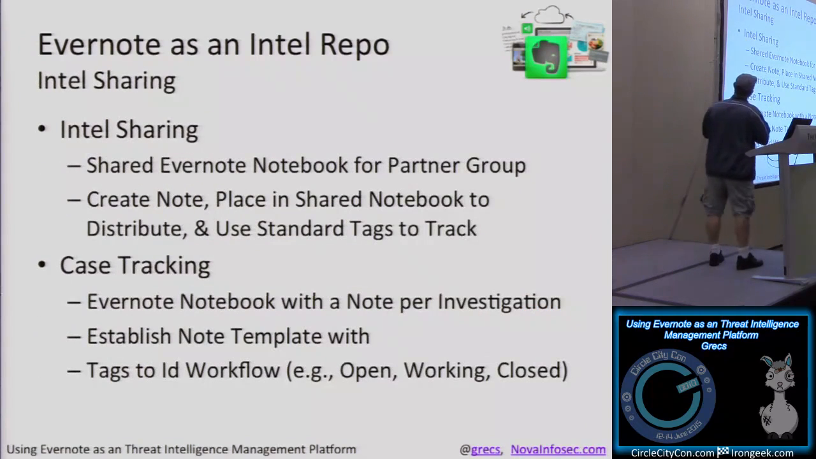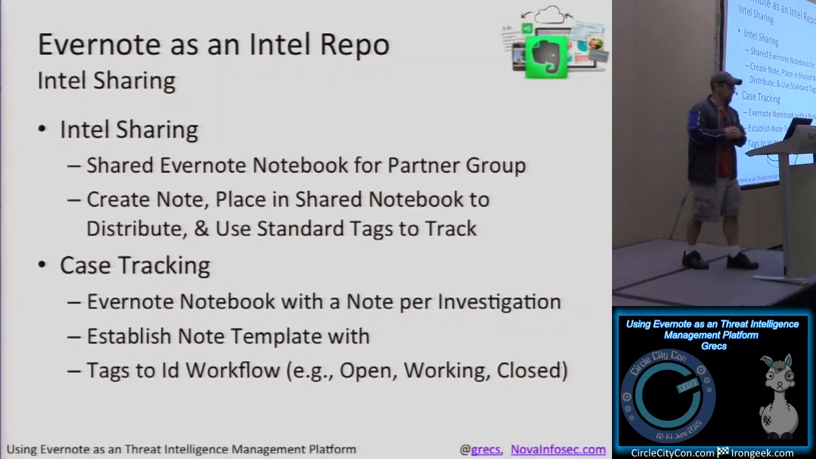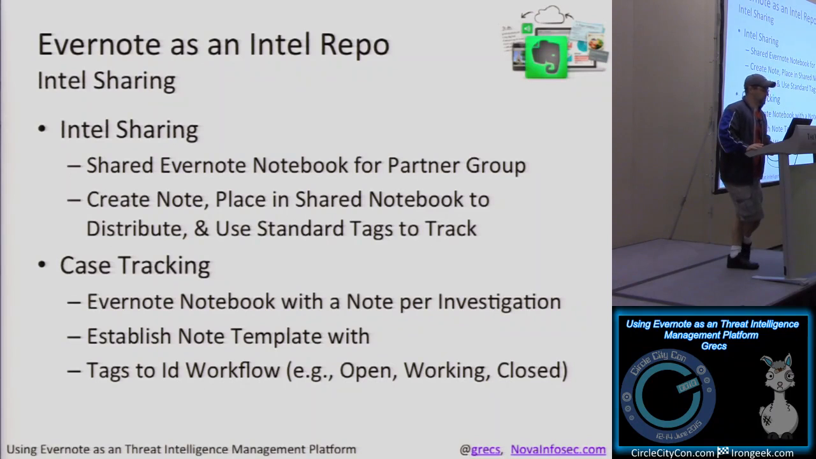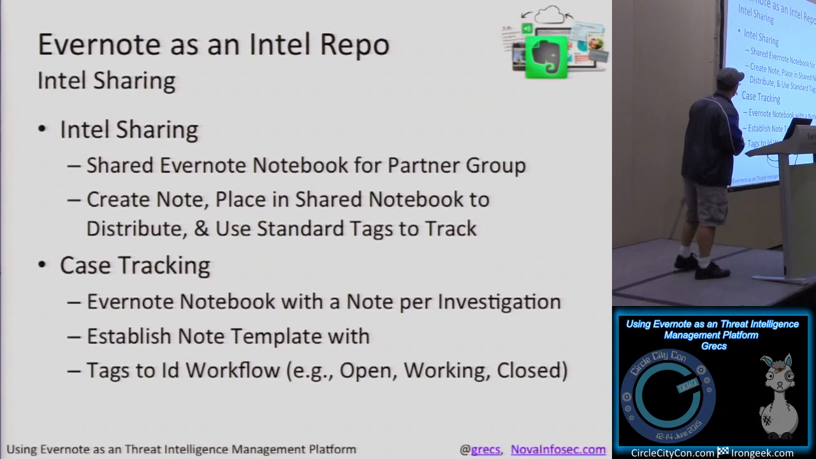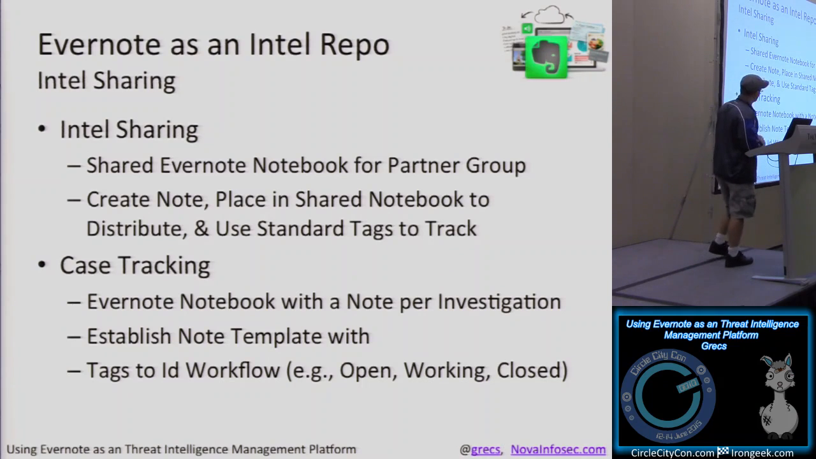So from an e-intel sharing perspective, this is pretty easy, because I just create a new notebook and I share it out with who my partners are. And whenever we have stuff we want to share, I just create a new note and I write about it. Pretty simple. Through the use of that, you could maybe come up with some templates or standard tags that you want to use so that you can make that useful.